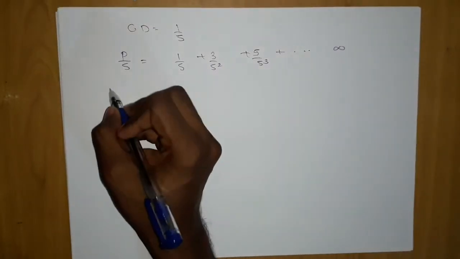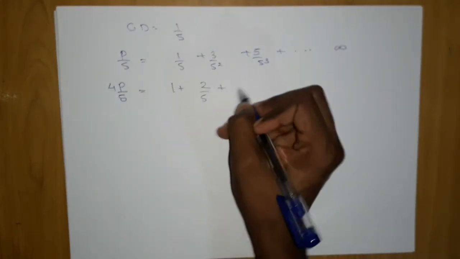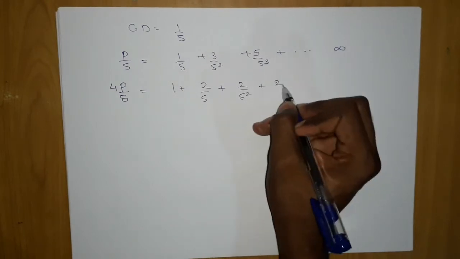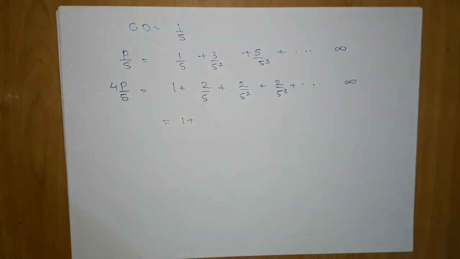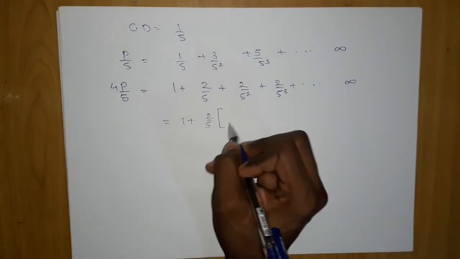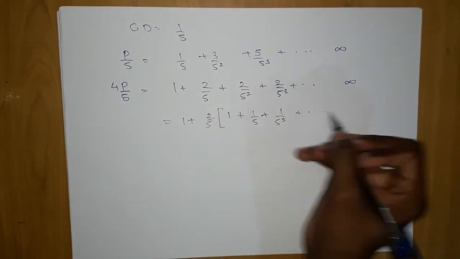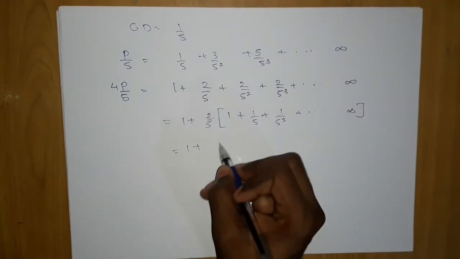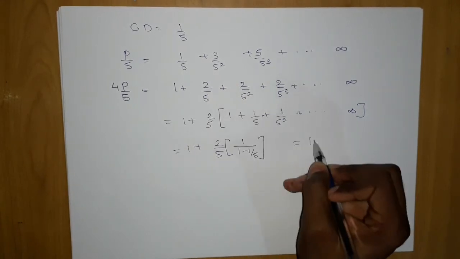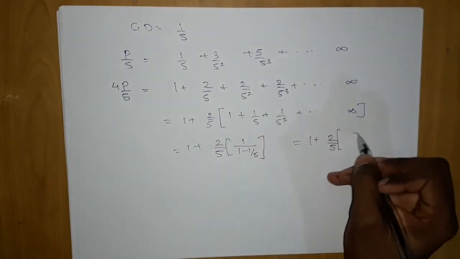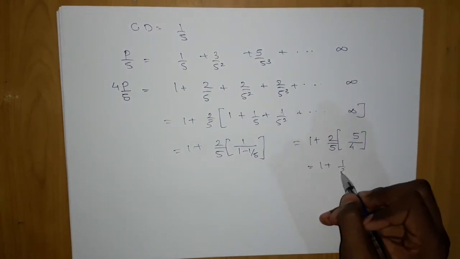Now if I subtract this, again I have 4p by 5, but this is 1, this is 2 by 5, 2 by 5 square, 2 by 5 cube, till infinity. Now we can get its sum. If I take 2 by 5 common, because we will get 1, that was the reason, 1 by 5, 1 by 5 square, till infinity. Now I get 1 plus 2 by 5 into 1 upon 1 minus 1 by 5, which is nothing but 5 by 4.